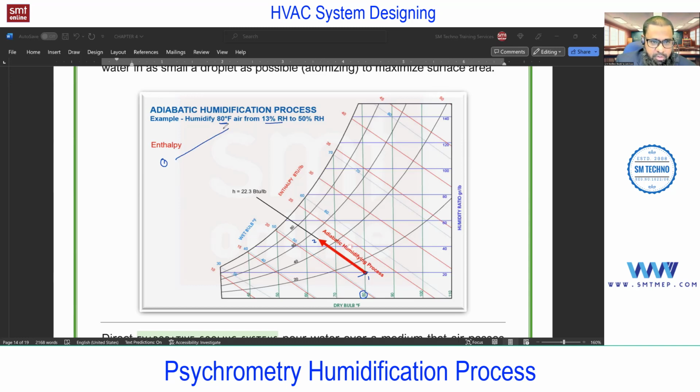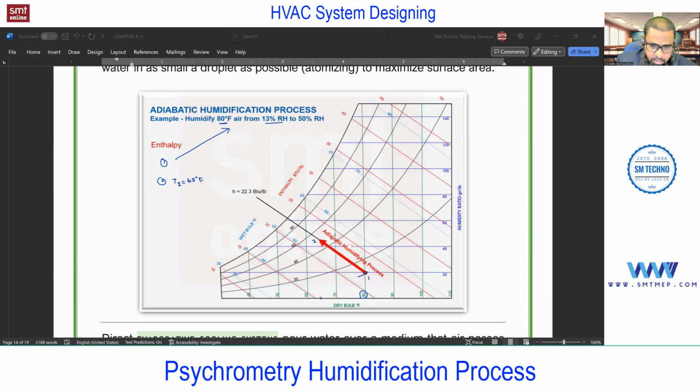So you see point 1 condition, you can relate it here. Then point 2 condition, T2. What is T2? I can consider 65 degrees Fahrenheit.